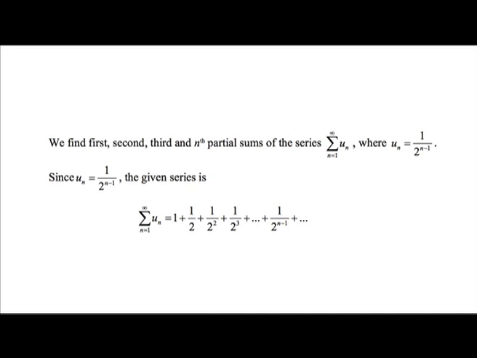We find the first, second, third and nth partial sums of the series summation un, n from 1 to infinity, where un equals 1 upon 2 power n minus 1. Since un equals 1 upon 2 power n minus 1, the given series is summation un, n from 1 to infinity, equal to 1 plus 1/2 plus 1/2 square plus 1/2 cube plus etc. plus 1 upon 2 power n minus 1 plus etc.